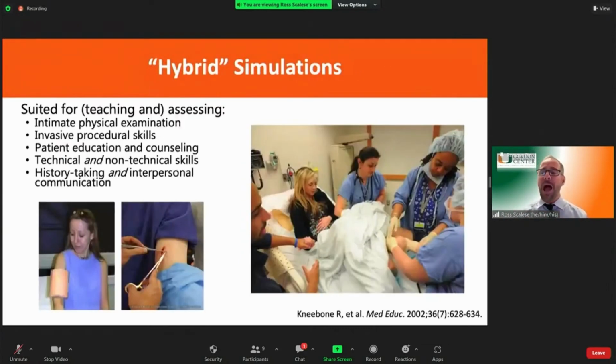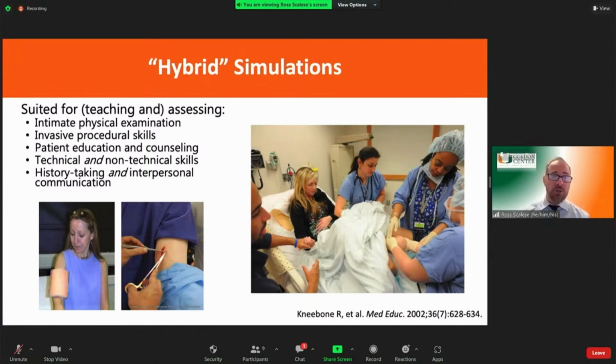So this is where I think hybrid simulations come in. Leveraging the best aspects of different forms of simulation, the task trainers and things are going to be very good if you're going to be doing something invasive. Most SPs do not want you to actually put an IV in them or intubate them. Same thing for more intimate physical examination techniques, where it might not be culturally acceptable, for example, to do those maneuvers on a live patient in a testing format.